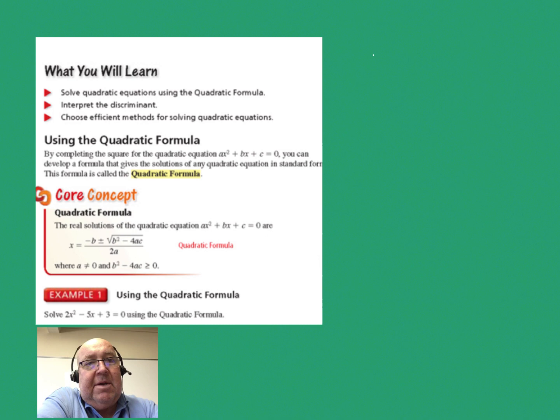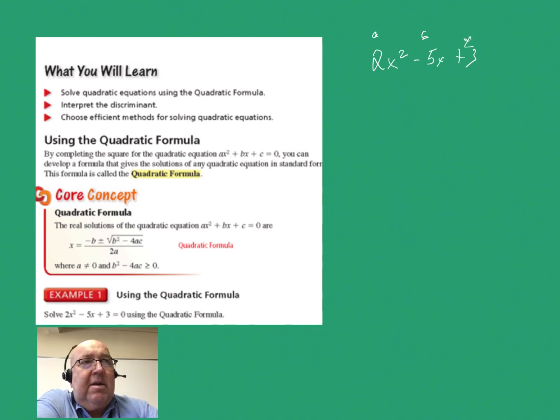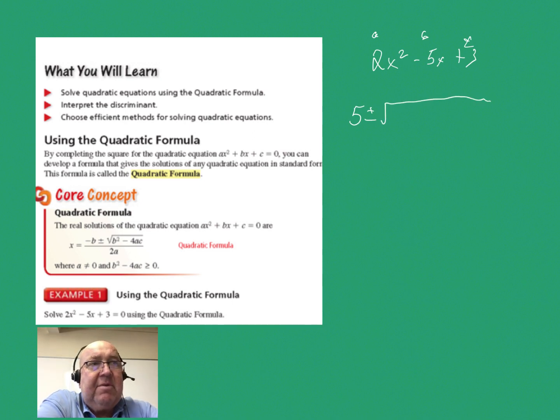So here's our equation, 2x squared minus 5x plus 3. This is our a, our b, and our c. So negative b is negative 5, so negative 5 is 5, plus or minus the square root of 5 squared minus 4 times 2 times 3, all divided by 2 times 2.